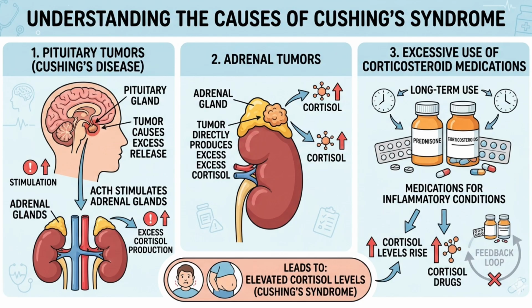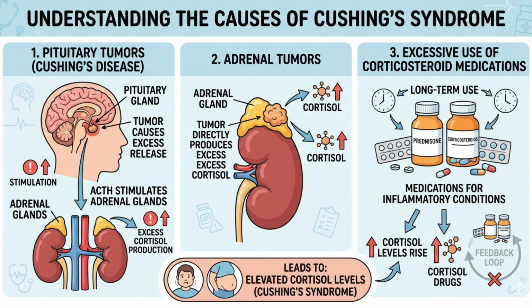Cushing syndrome happens when the body is exposed to too much cortisol for a long time. The causes can be divided into two main groups. First, exogenous cause. This is the most common cause. It happens when a patient takes corticosteroid medications for a long period, such as prednisone, dexamethasone or hydrocortisone. These drugs act like cortisol in the body, so prolonged use can lead to Cushing-like features.